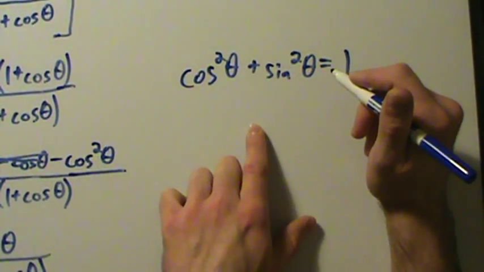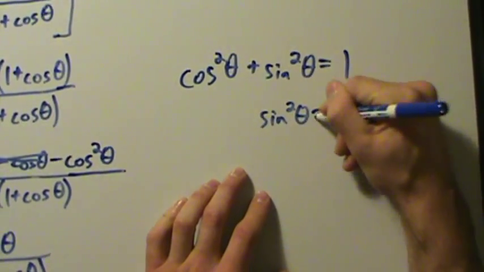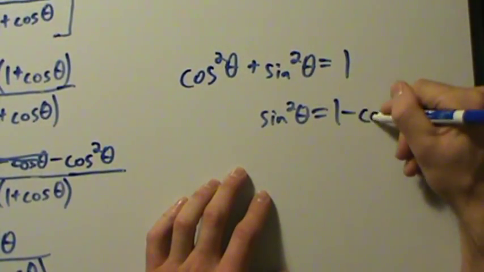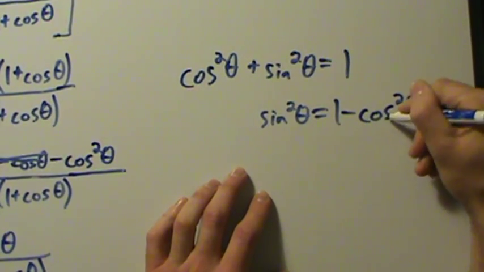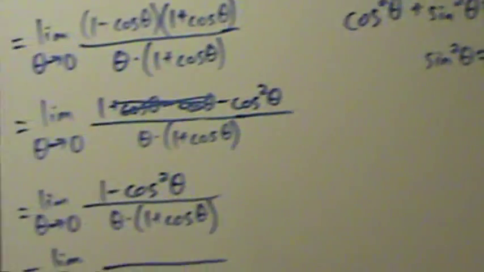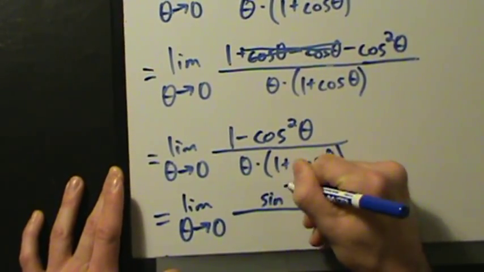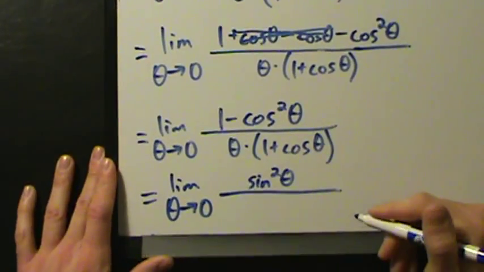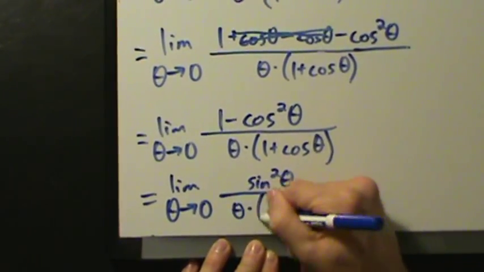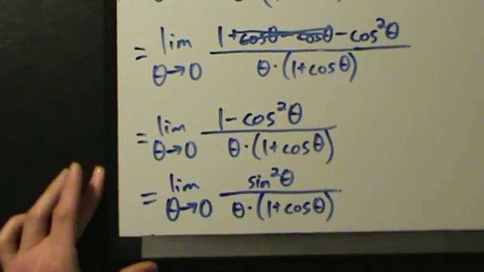But we can rewrite this. If we subtract cosine squared from both sides, then we have sine squared of theta equals 1 minus cosine squared of theta. So 1 minus cosine squared of theta is sine squared of theta. And on the bottom we still have theta times 1 plus cosine theta.